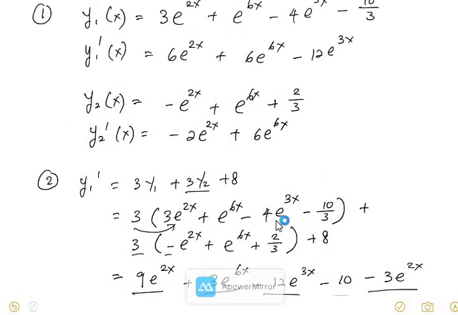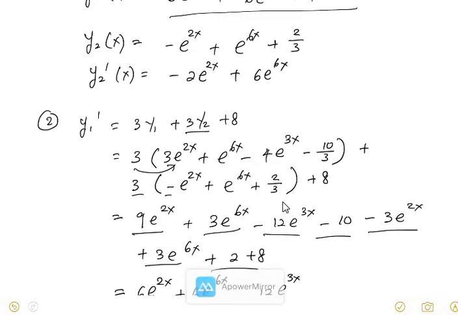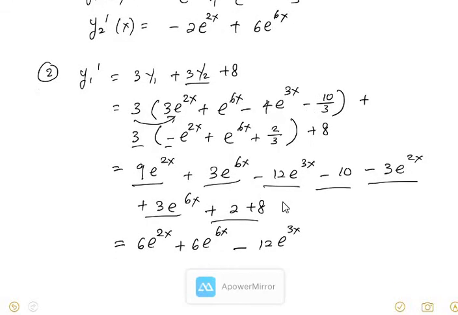Then you check whether you get the same answer as before. From step 1, you get 6e^(2x) plus 6e^(6x) minus 12e^(3x). From step 2, you also get 6, 6 and minus 12. So this means the answers are the same. This means shown: y1 is the solution for y1 prime.